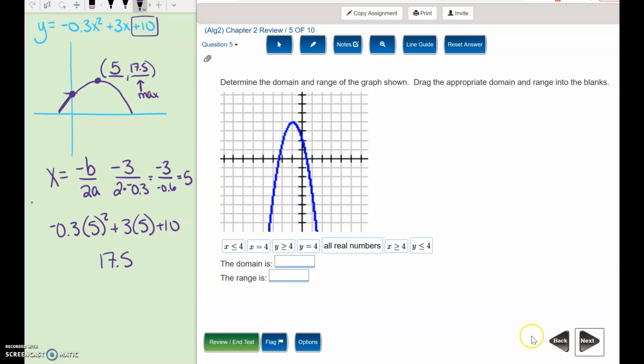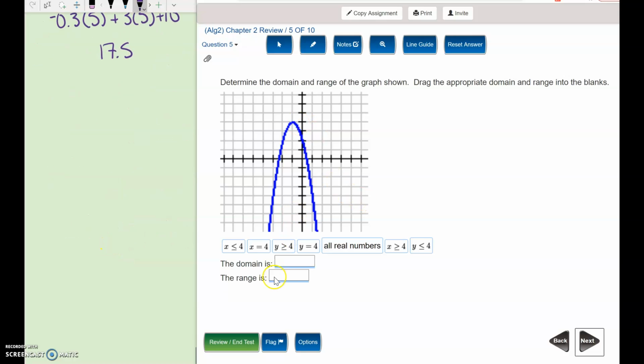Okay, those 4 questions were honestly the hardest questions on this review. The rest of this is just talking about domain and range and match the function to the parabola, and then there's a couple of data tables at the end. So I'll see how much I can get done in the 5 minutes I have left of this video.